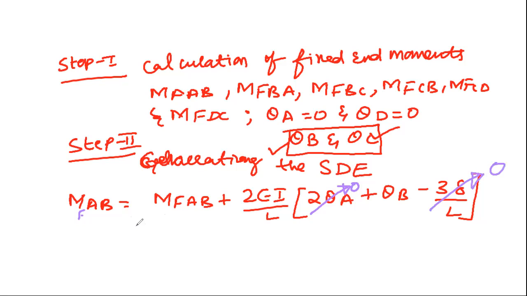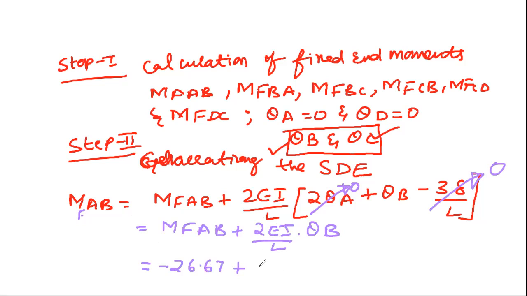Now what will happen to our equation? MFAB plus 2EI by L times theta B. What is MFAB we got? MFAB we got as minus 26.67 plus 2 times of EI, and what is the AB span length? 4 meters times theta B. Take it as equation number 1.